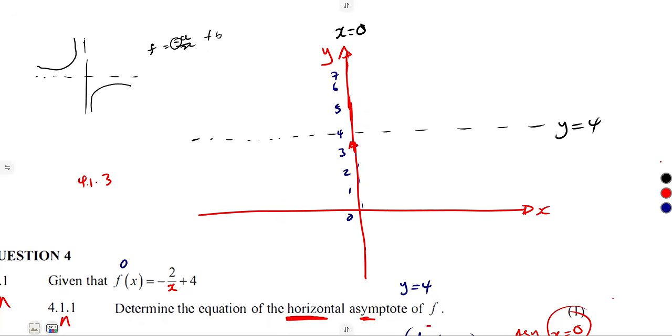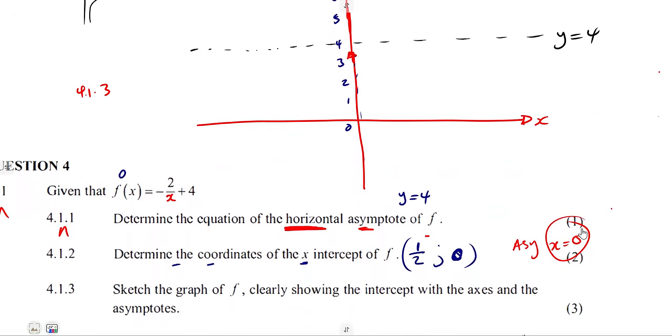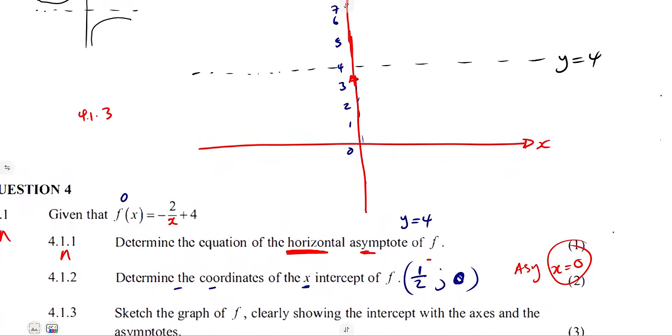So we must have the intercepts. Remember, we talked about the x-intercept, which is (1/2, 0) there. If we say this is 1, 2, 3, negative 1, negative 2, then 1/2 on the x-axis, guys, may be somewhere here in between. That's a half there. So that's (1/2, 0). That's the only part that we have.